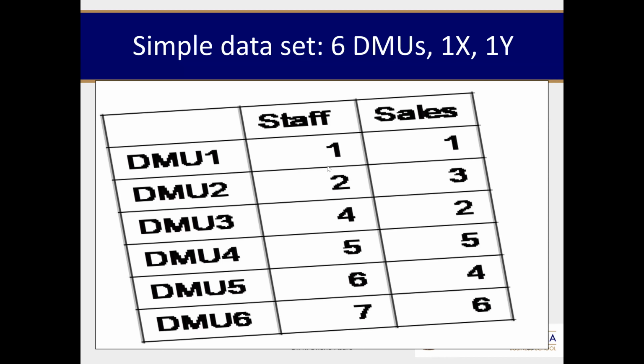So here we have a hypothetical data set. This is hypothetical because we have conjured it from our head, where you have the number of DMUs, decision-making units, that are 6 in number. We are assuming that they are only using one input, which is staff, to produce one output, which is sales. This is just for simplicity. As an example, DMU1 is using only one staff to produce one sales.